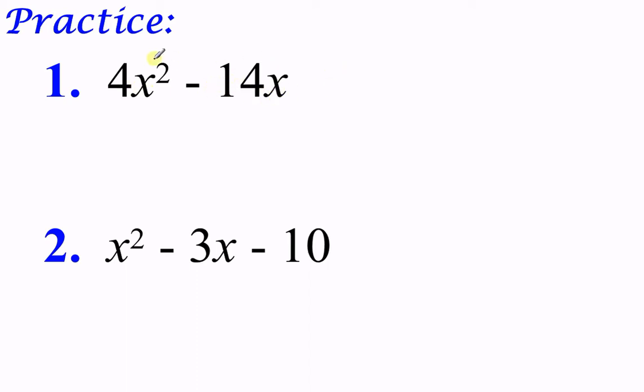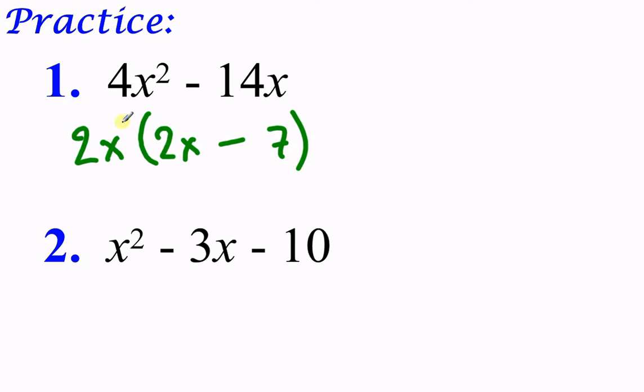Practice here. This one's going to end up as a GCF. There's a 2 and the 4 and the 14, so bring the 2 to the front. They both have an x, let's bring that to the front. When I take that away, there's a 2x still here, and a minus and a 7 on that. And again, that's all you can do with that one. Redistribute it if you want. Check it. It should be okay.